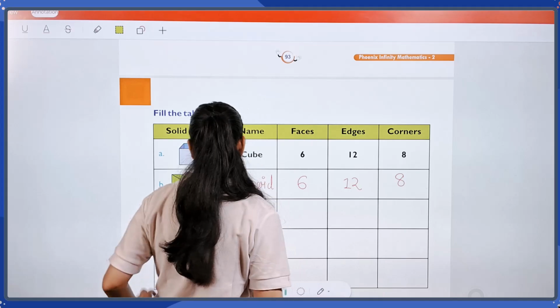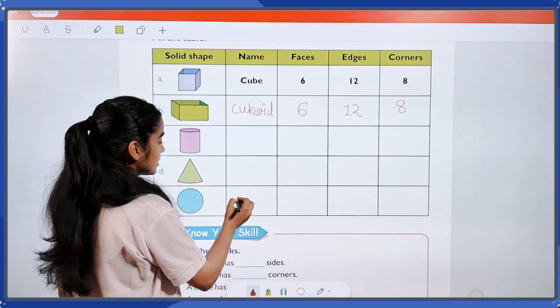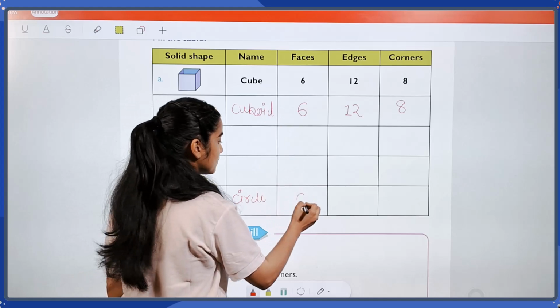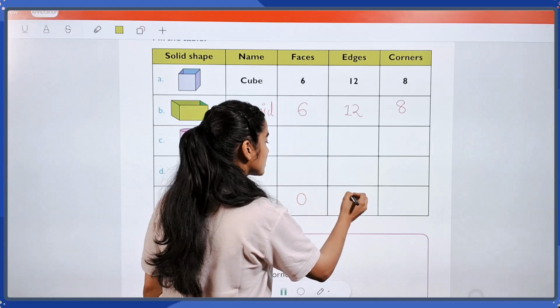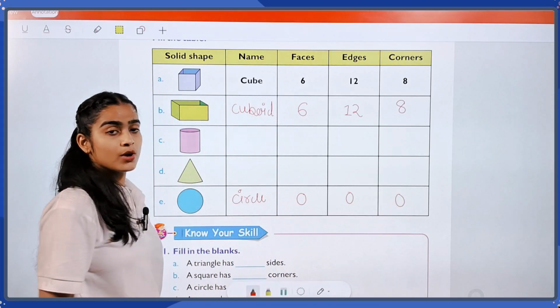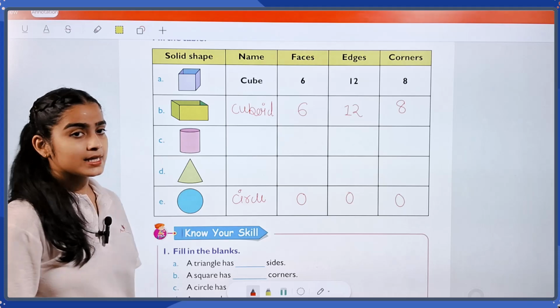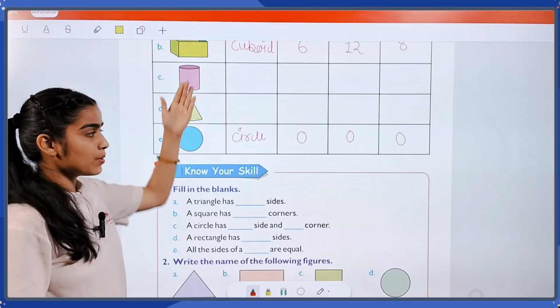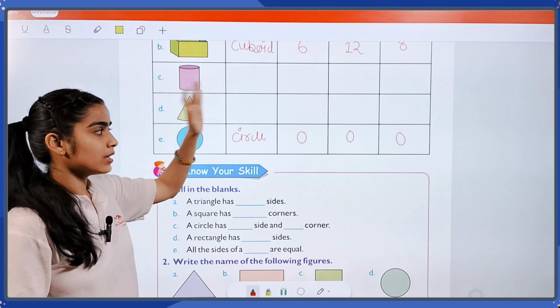Okay, students. Now, next. This is circle. How many faces do we have? Zero. How many edges do we have? Zero. How many corners do we have? Zero. So students, what you have to do? You have to answer similarly as I do for the rest of the two. You can also refer to your above section information. You can go through it and then write here.